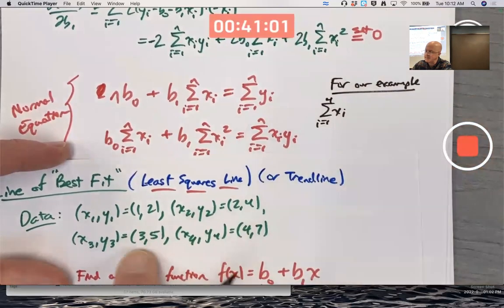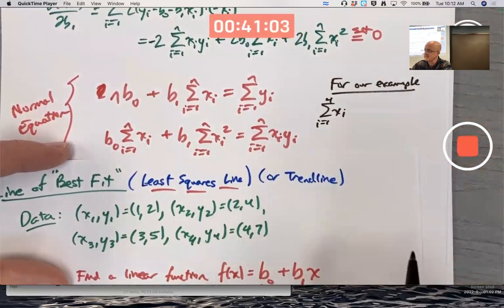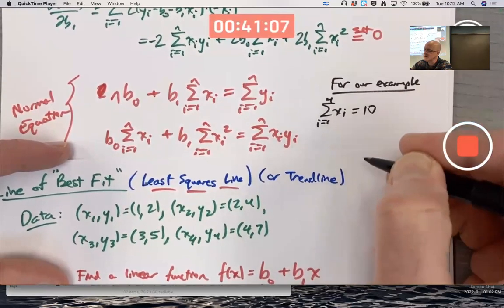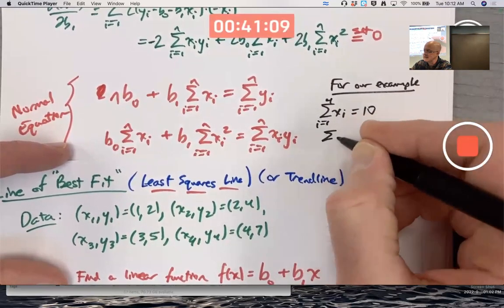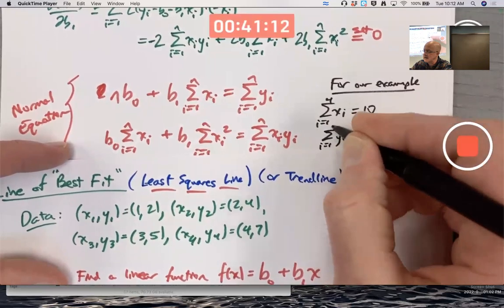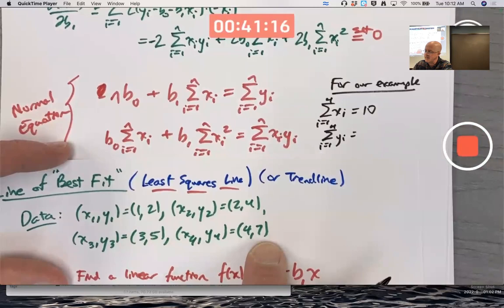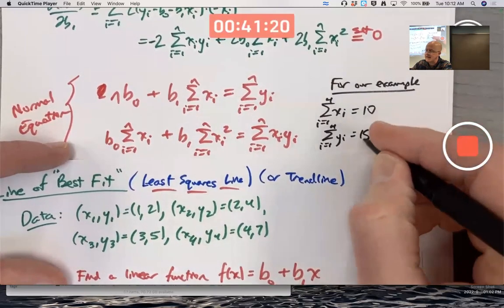It's 1 plus 2 plus 3 plus 4. 10. Sum of the y's, 2 plus 4 plus 5 plus 7. It's going to be what? 18? Yep. 18.